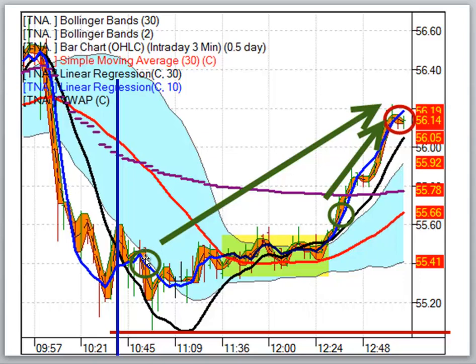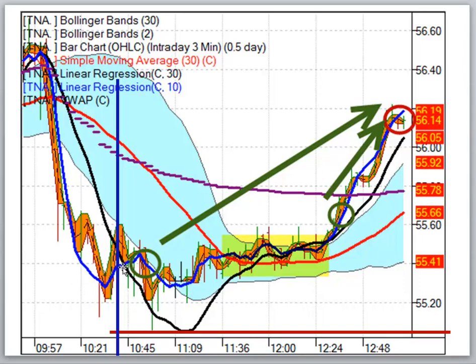This, as I mentioned in TNA, was the entry after the regression line crossover. I get my first entry here at about 55.40 with a 30-cent initial stop. It's slightly off the chart here at 55.11 would be the stop, but I've drawn the red line so you can see where the stop would be.